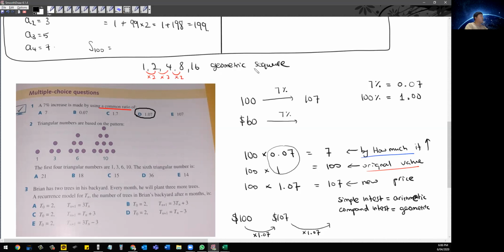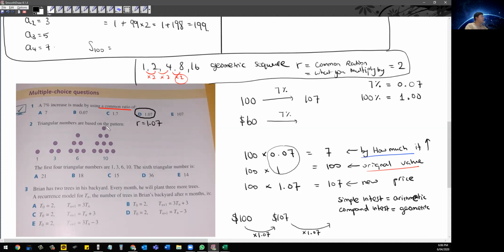When we learn geometric sequences, we let this figure equal R, true? R is known as the common ratio, and the common ratio is what you multiply by, and that's equal to 2, okay? Make sense? So here, if it keeps increasing by 7%, then in this case R is 1.07, understand? Now, let's move on to the next question.